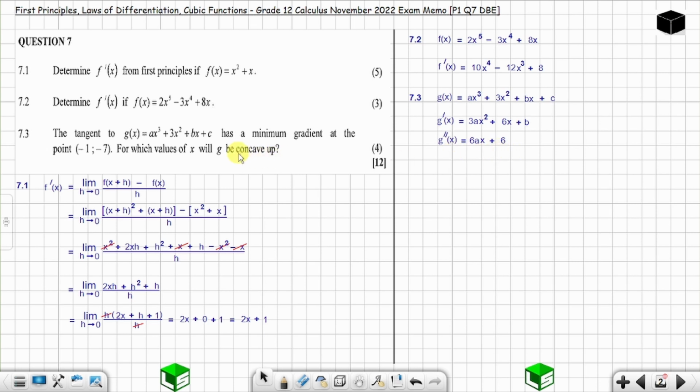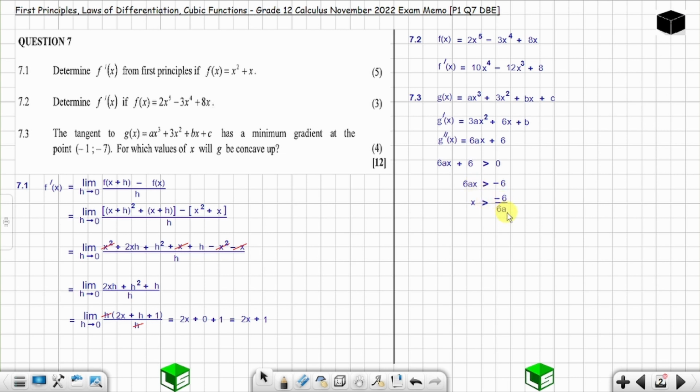To determine where the graph is concave up, you take the second derivative and make it greater than 0. For concave up, greater than 0. If it is concave down, less than 0. So this is why we have greater than 0. We are going to solve for x. So you have 6ax greater than, you take this to the right, now you have -6. You divide by 6a so that you can determine x. You are going to have x greater than -6 over 6a.